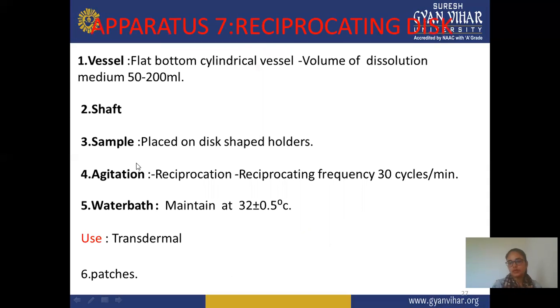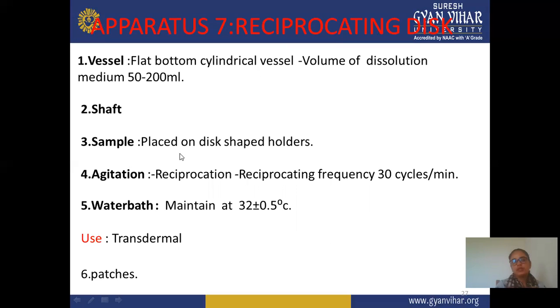Next, the seventh or last apparatus is the reciprocating disc, or type 7 apparatus. It is known as the reciprocating disc. In this, the vessel is a flat bottom cylindrical vessel, means the bottom is flat and the vessel is cylindrical in shape, and the volume of dissolution medium is mainly 50 to 200 ml. And the shaft is mainly made up of stainless steel.